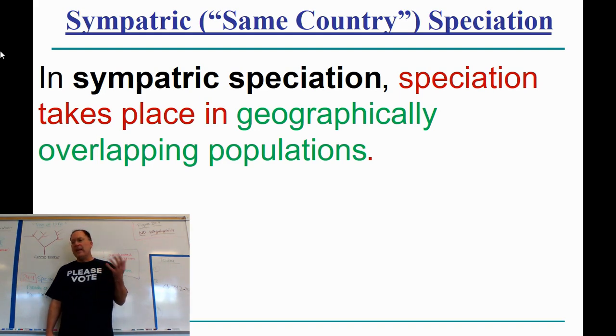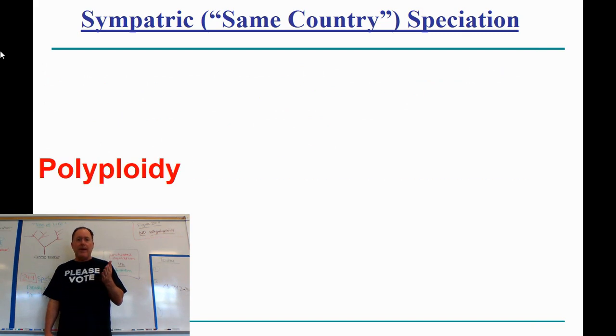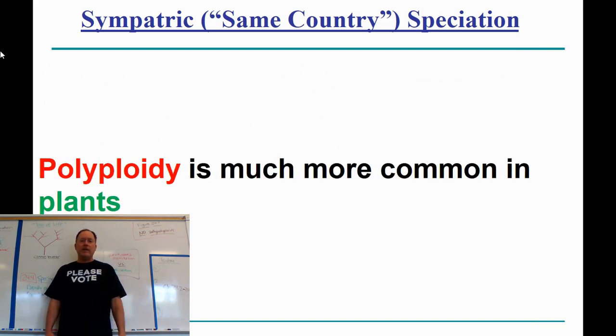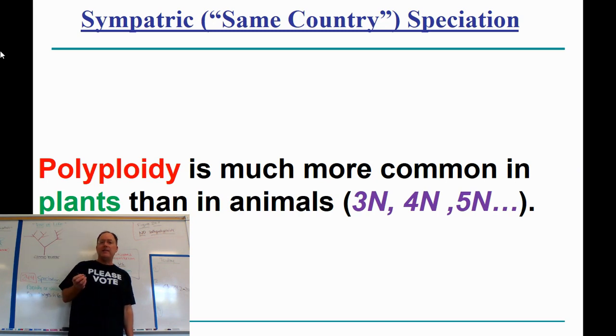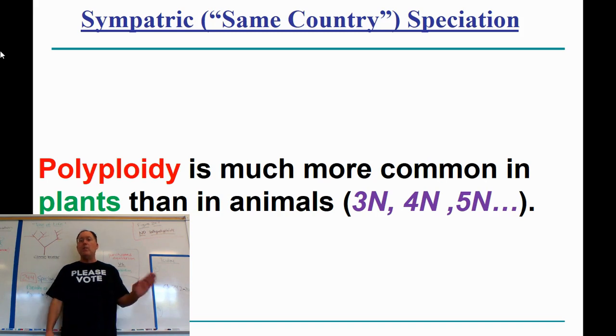You'd like to think that this is rare in animals, but I'm going to give you a couple of examples in just a moment. Polyploidy is really the most common way that this happens. About 80% of the plants that we see these days on our planet are polyploids, which means they have more than two sets of chromosomes, one from mom, one from dad. And this usually results from some sort of error that occurred in the creation of eggs or sperm through meiosis.